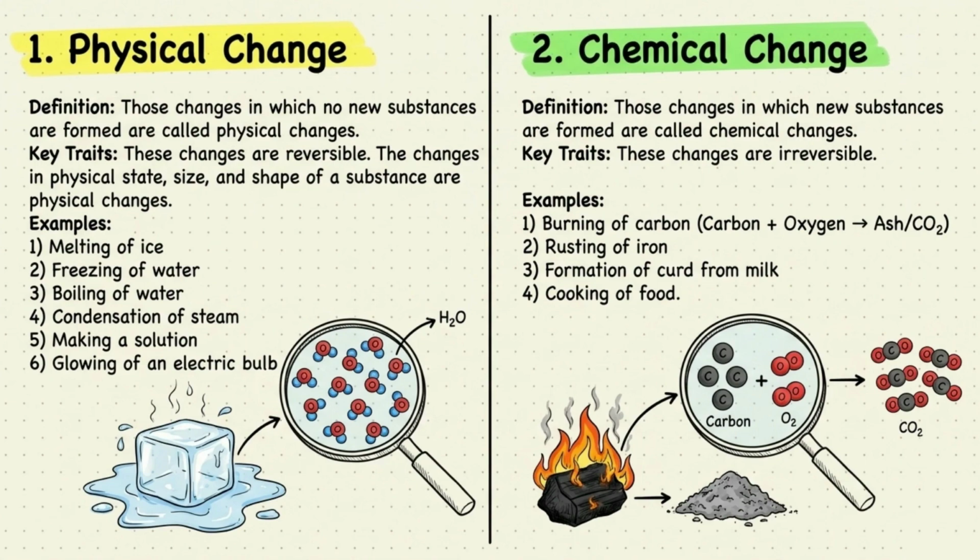But a chemical change is a completely different story. In a chemical change, brand new substances are formed, and these changes are irreversible. You cannot easily go back to what you started with. No, you can't. The basic building blocks have rearranged themselves entirely.